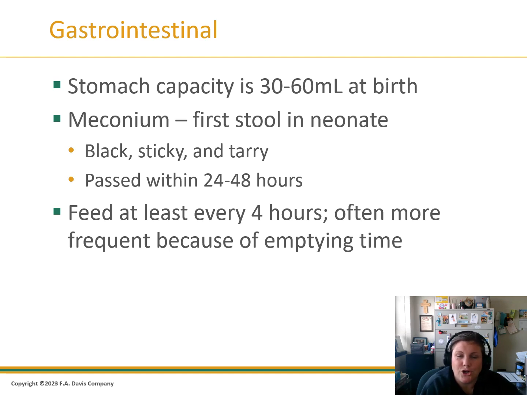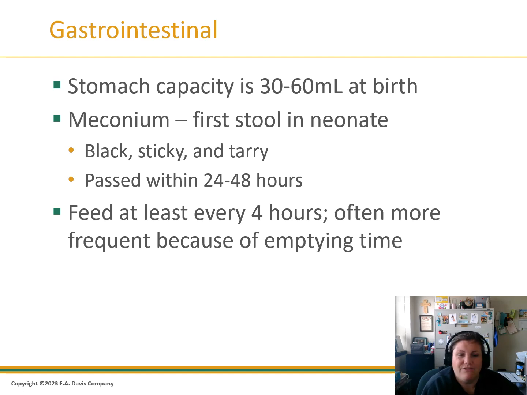Meconium is the term for the first stool that a newborn excretes. It is usually very noticeable in that it's a black color, a sticky, tarry appearance, and it's normally the way the stool looks or presents in that first 1 to 2 days when the baby's born.